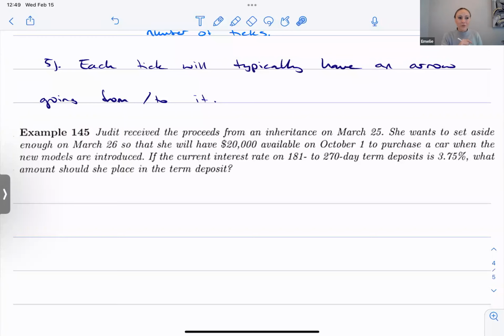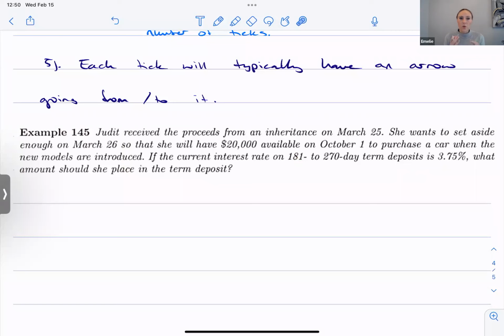Okay, 145. Judith, no H, received the proceeds from an inheritance on March 25th. Again, no year, so let's use 2022 just for fun. She wants to set aside enough on March 26th so that she will have $20,000 available on October 1st to purchase a car when the new models are introduced. If the current interest rate on 181 to 270 day term deposits is 3.75%, what amount should she place in the term deposit?